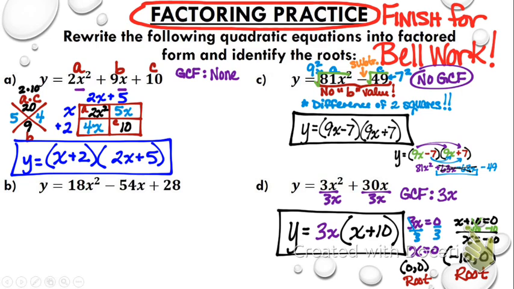All right, last one, part B. Do we have a GCF? Yes. What is our GCF? 2. So we have to take that out of each piece. So I would have y equals 2, and then what do I have left over after I pull the 2 out of everybody?